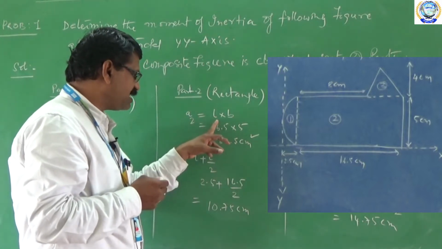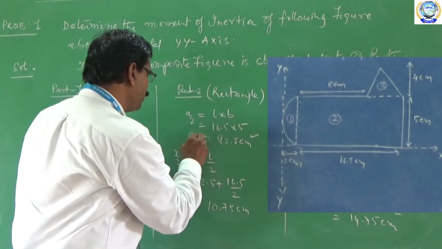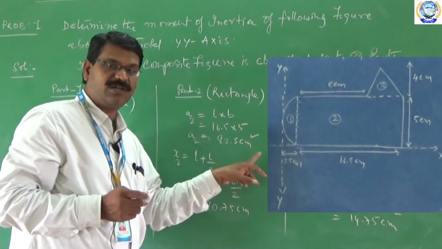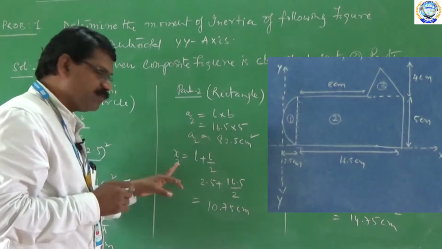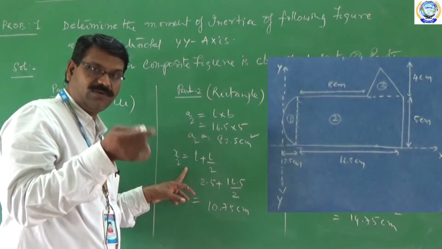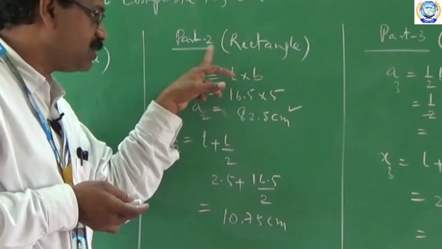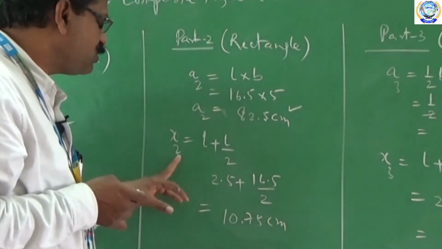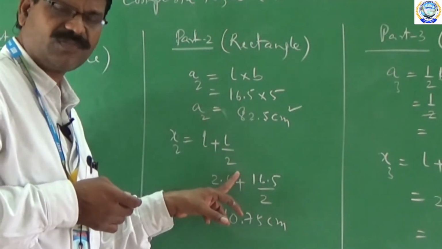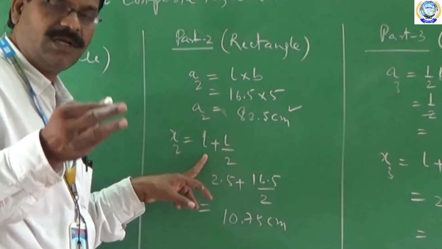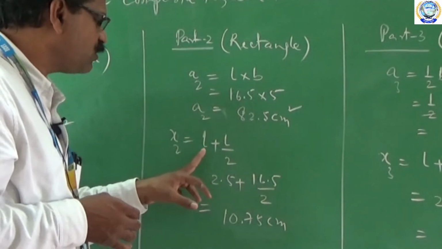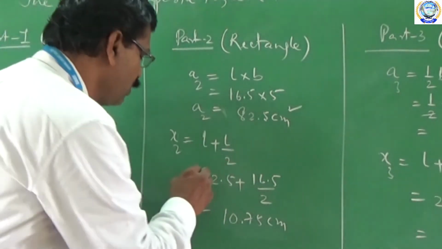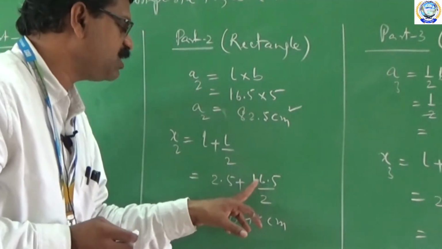And after simplifying this L into B, we will get A2 is equal to 82.5 centimeter square. This is called the area of the rectangle. And we need to find the x2 coordinate and y2 coordinate relevant to this second part, that is rectangle. How to do this? x2 is equal to L plus L by 2. This is a formula to find the second coordinate belonging to the specimen of rectangle. Therefore, x2 is equal to L plus L by 2, that is equal to 2.5 plus 16.5 by 2.